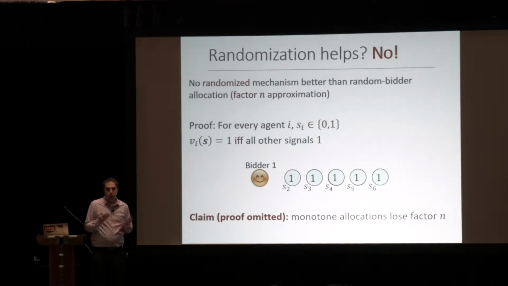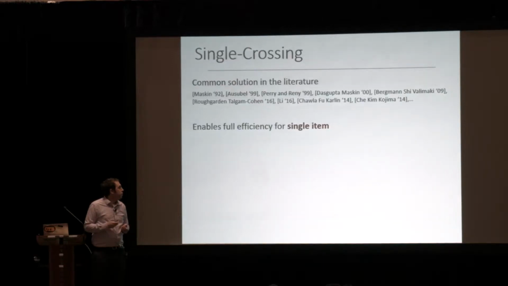And yet, this is a widely studied model in economics. And you might well ask why. The reason for this is that they bypass this problem by adding a single crossing assumption. This was done in almost all works in economics and works that we know of in computer science. And it enables us to implement the fully efficient mechanisms in simple single parameter domains.